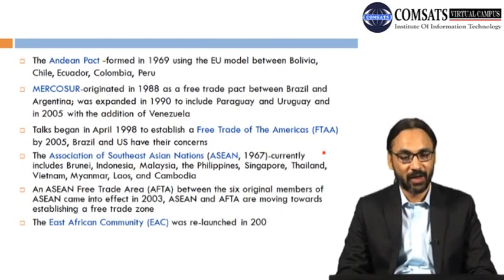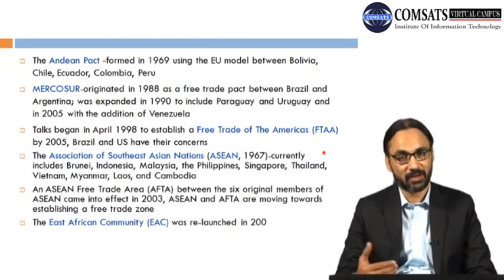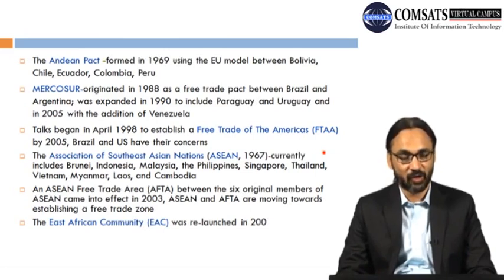Then we saw the Andean Pact between the South American countries, and the Mercosur Free Trade Agreement between Brazil and Argentina, which Paraguay, Uruguay and Venezuela later joined. In Asia we have seen ASEAN, which currently includes Brunei, Indonesia, Malaysia, Philippines, Singapore, Thailand, Vietnam, Myanmar, Laos and Cambodia. And in the African region we have the East African Community, which was launched in 2001.